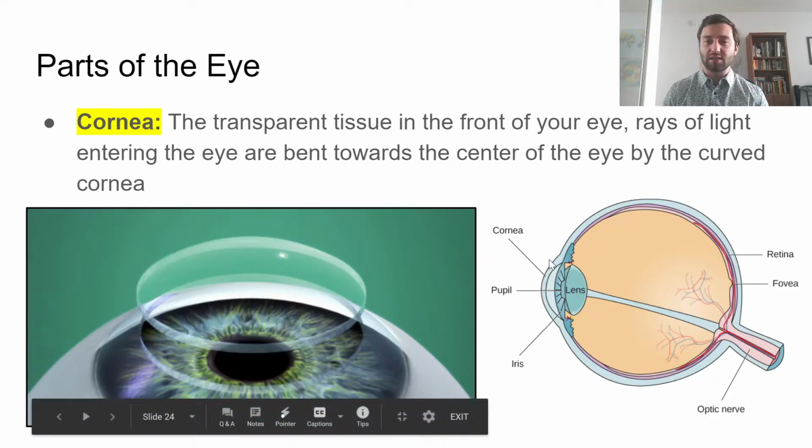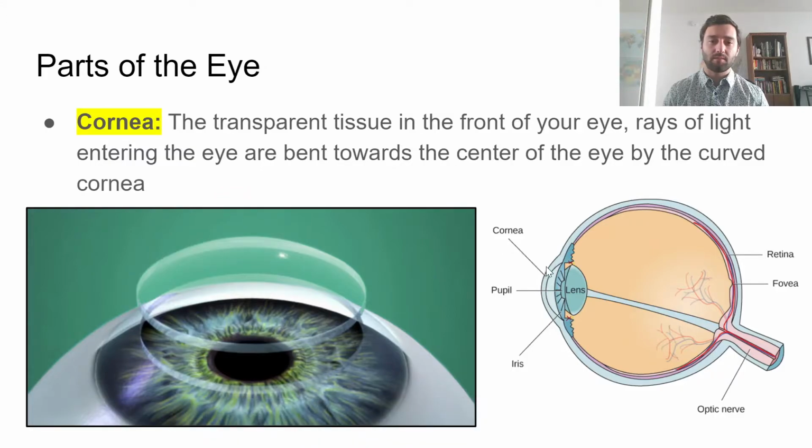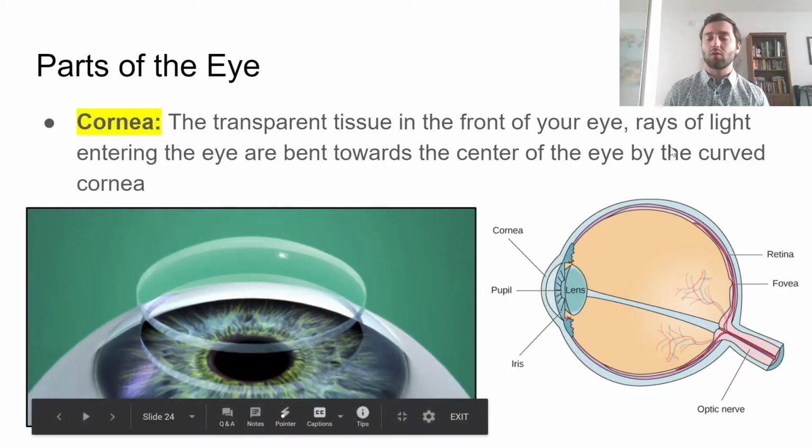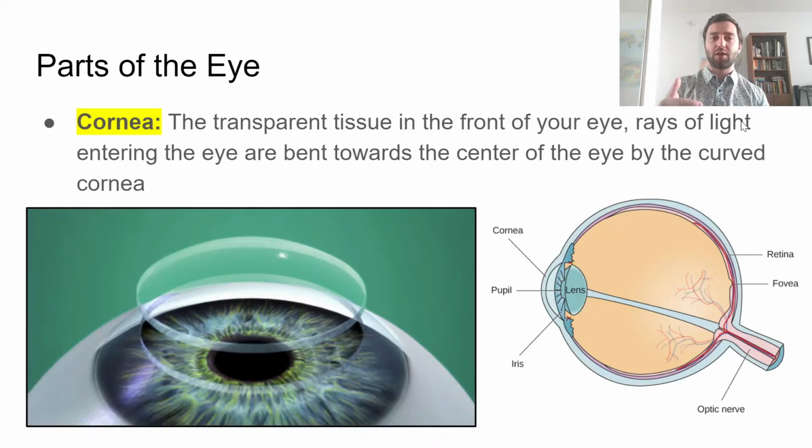So notice our eye isn't a perfect circle. It's pretty circular, but at the front there's a little bulb that sticks out. That little bulb part is our cornea, okay? So our cornea is just a transparent tissue in the front of the eye. And what it does is, as rays of light enter the eye, it bends them towards the center of the eye because of this curve, right?